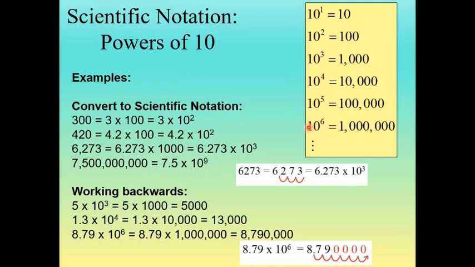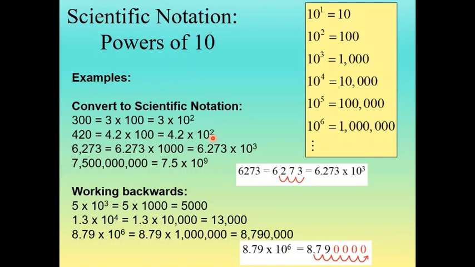It doesn't have to be just a power of 10. So for example, let's say we want to take this number, 300, and convert it to scientific notation. So 300 is 3 times 100, and remember 100, we can look up here, is 10 squared. So we can write 300 as 3 times 10 to the second power. The number 420, well, this is a little different. We're still going to use 100 as our multiplier, but now we have 4.2 times 100. And so our number in scientific notation is 4.2 times 10 squared.